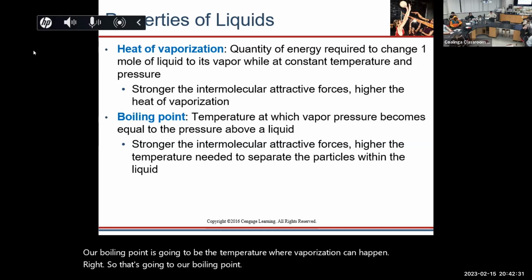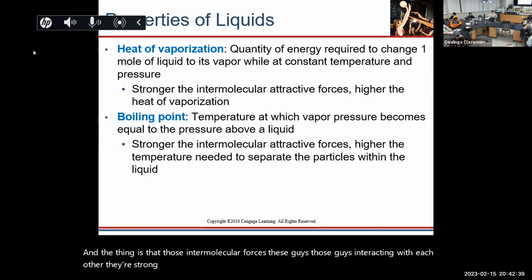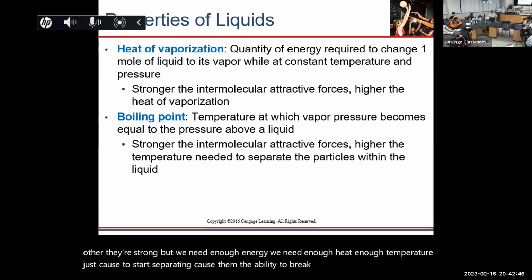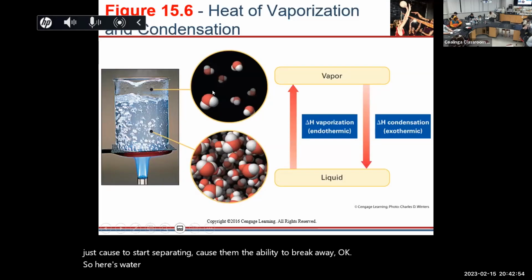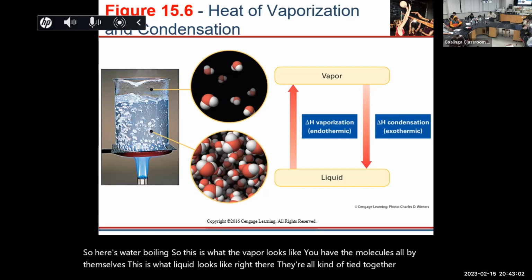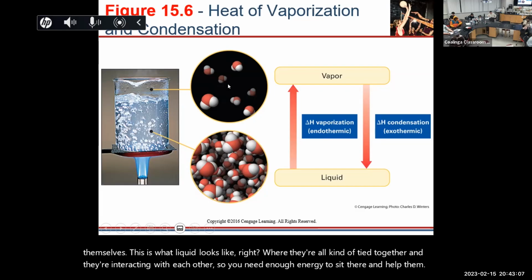And the thing is that those intermolecular forces, those guys interacting with each other, they're strong. But we need enough energy, enough heat, enough temperature to cause them to start separating, the ability to break away. Okay. So here's water boiling. This is what the vapor looks like. You have the molecules all by themselves. This is what liquid looks like, where they're all kind of tied together and interacting with each other. So you need enough energy to help them break away.